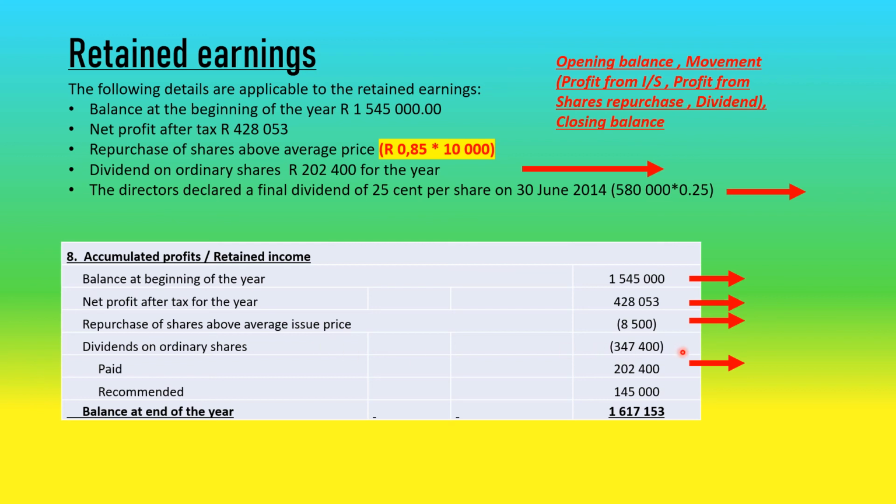If you are unsure how to deal with a dividend transaction, please watch the previous video. I've explained the accounts that are involved when declaring and paying a dividend and how to deal with it. But for now, you can see that both the paid and what you've declared or recommended will be part of your retained earnings. So not only the dividend that you've paid, but both the dividend you've paid and the dividend that you've declared, giving us a total of 347,400. So that's the 202,400, the dividend on ordinary shares that you've already paid, and the 25 cents per share dividend that you've declared, the 145,000. And that gives us the closing balance of our retained earnings.